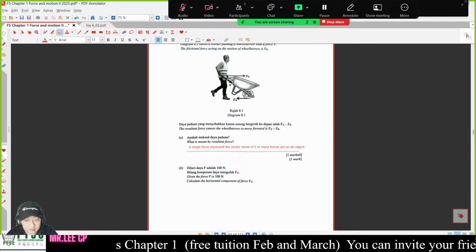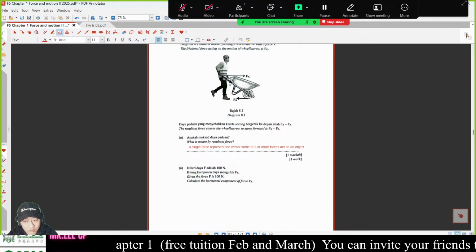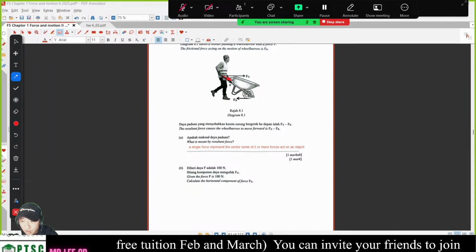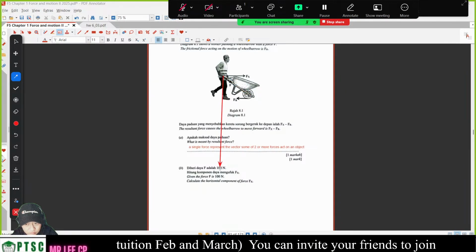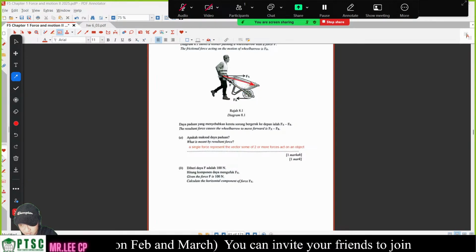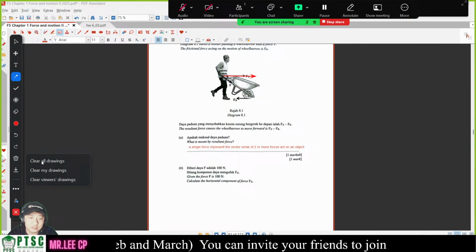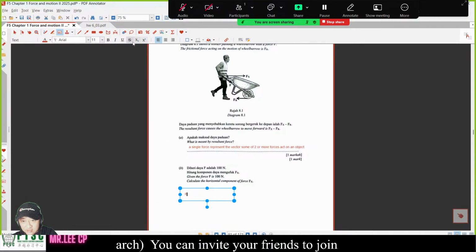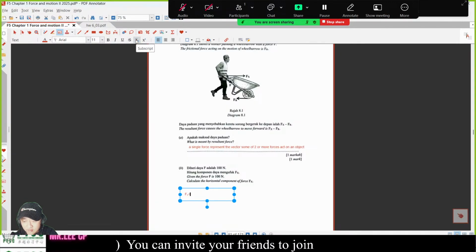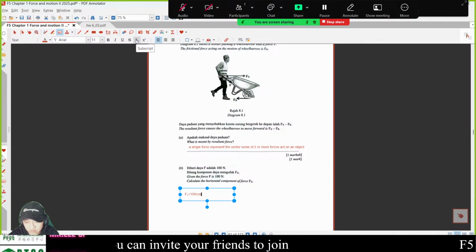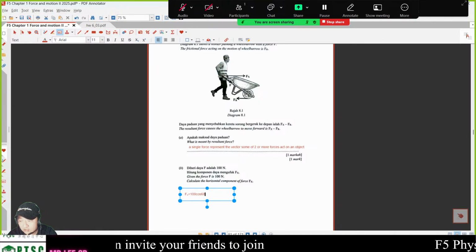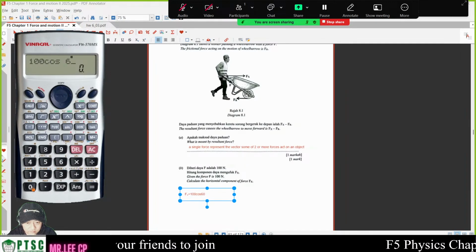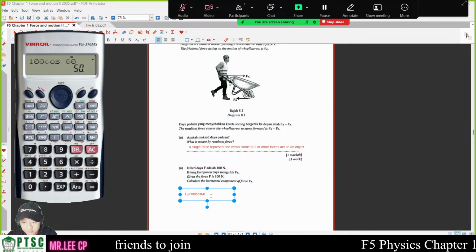Given the force F is 100 Newton, calculate the horizontal force. Horizontal force is this one. F is 100. F touching 60, so cos 60. F cos 60, so Fx is 100 cos 60, which is 50 Newton.